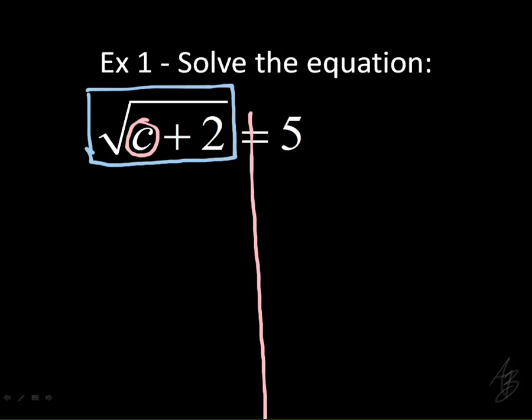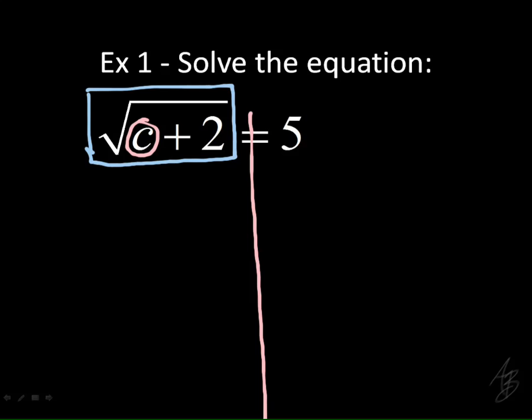Well, that seems kind of silly in this problem because the square root's already by itself. Yeah, good, Claire. The square root's already by itself. There's nothing else over there. Okay, so the first step's done.